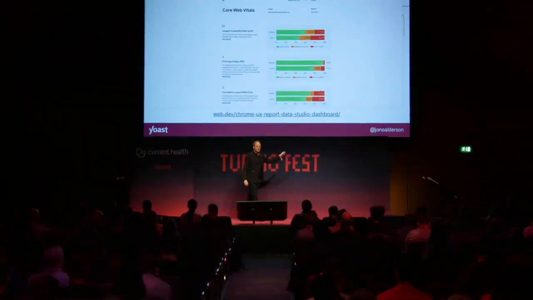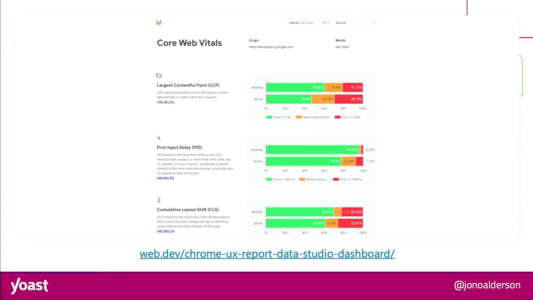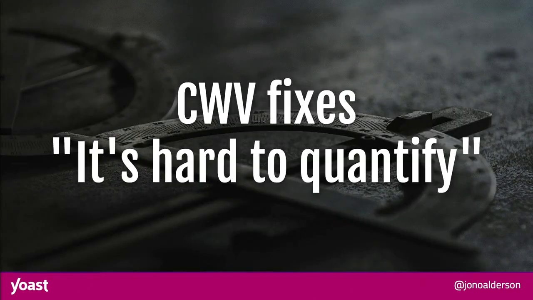All of that real user data gets compiled into a big database which you can go and look at in dashboards online in Google's Data Studio tool. Your site is in there. Your competitors' sites are in there, and you can view those metrics over time. There is potentially gold to be mined in analyzing and understanding how these metrics are changing for your competitors. In short, Core Web Vitals solves the "this is hard to quantify" problem.